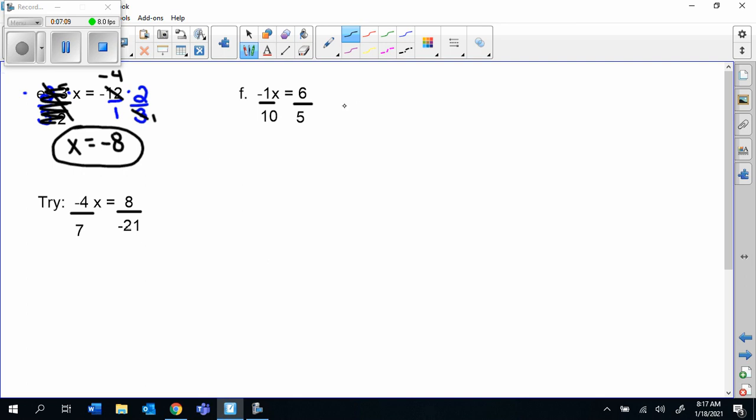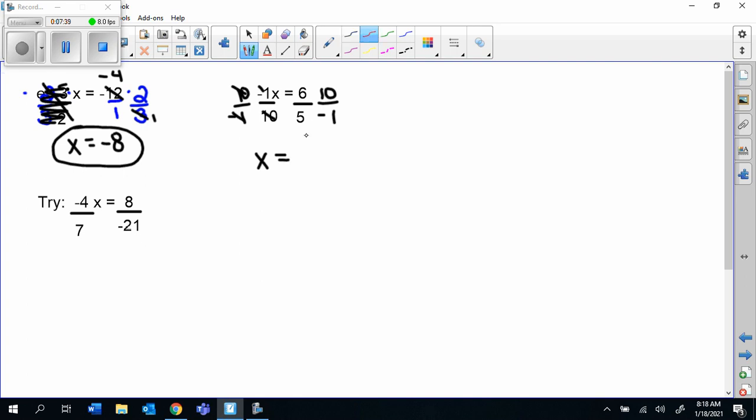For F, I have a fraction with the x and then it's equal to another fraction. You can go about this in a couple different ways. You can follow the same method that you did here, where you simply multiply by the reciprocal. And this is that 1 is going to cross out here, that -1, and that 10 will cross out here, so I'm left with just x.